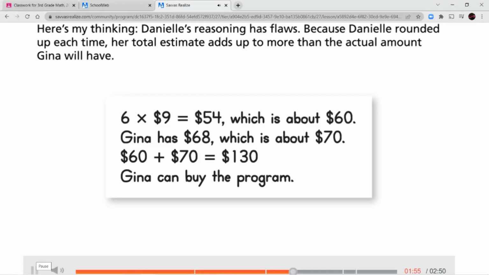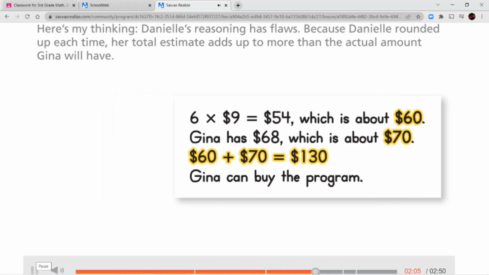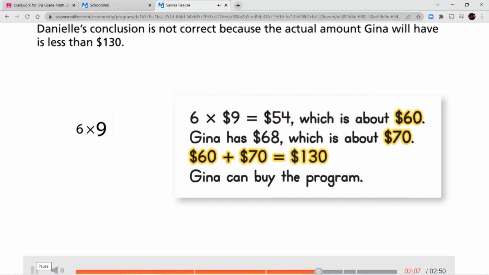Here's my thinking. Danielle's reasoning has flaws. Because Danielle rounded up each time, her total estimate adds up to more than the actual amount Gina will have. 6 times 9 equals $54. $54 plus $68 equals $122. Danielle's conclusion is not correct because the actual amount Gina will have is less than $130.